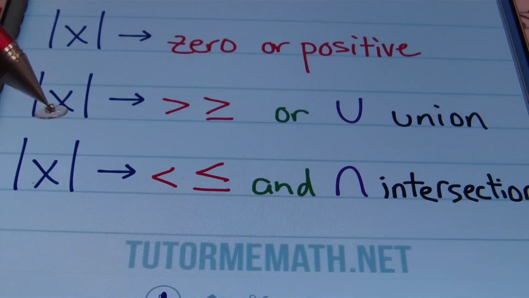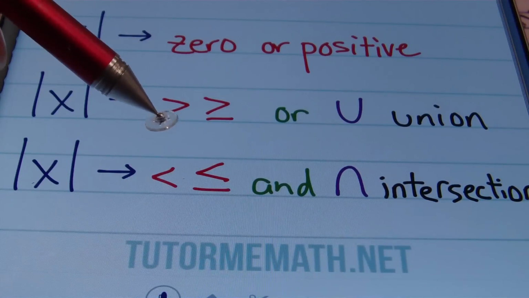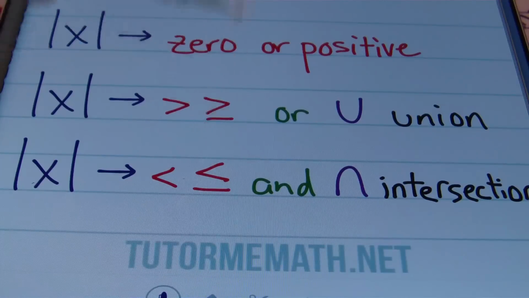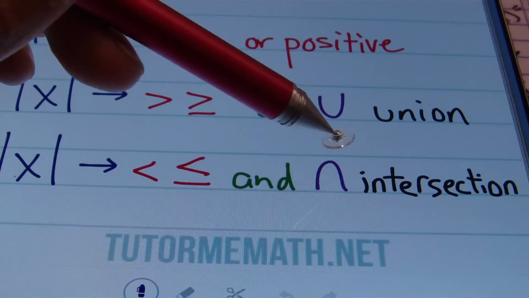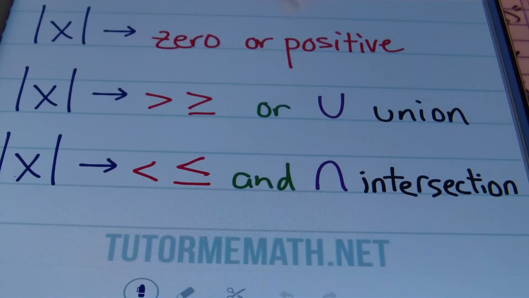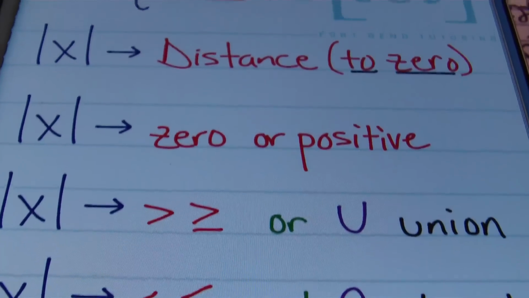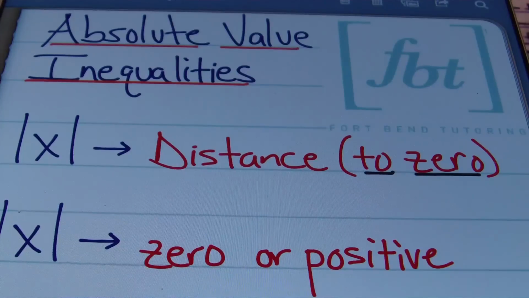And then when your absolute value is set to a less than symbol or a less than or equal to symbol, you'll be dealing with an and scenario. And that simply means that you're looking for the solutions that overlap. All right. So in other words, what they have in common. So these are the four things that you need to keep in mind when dealing with your absolute value inequalities.